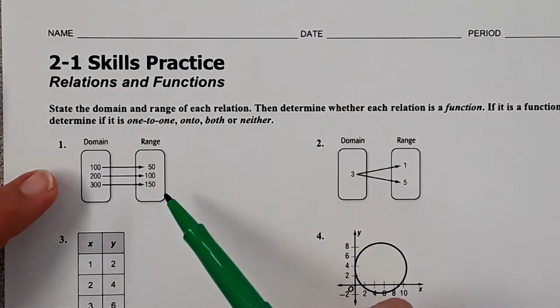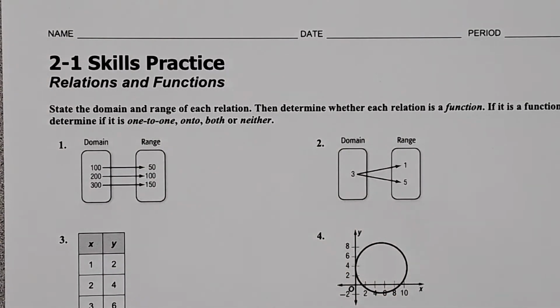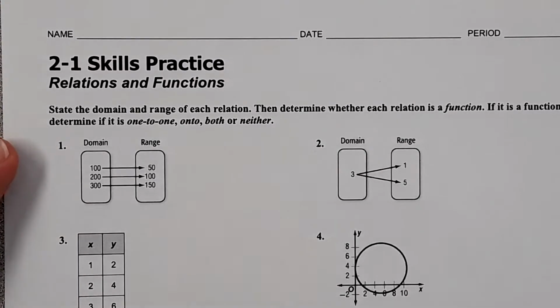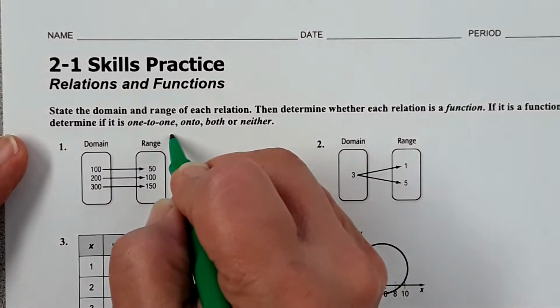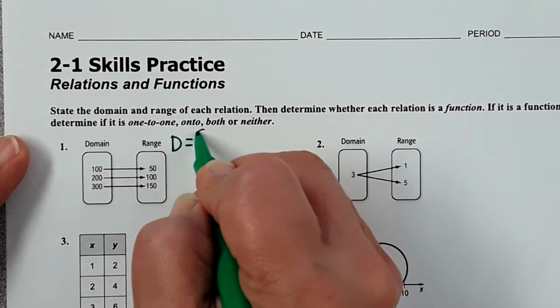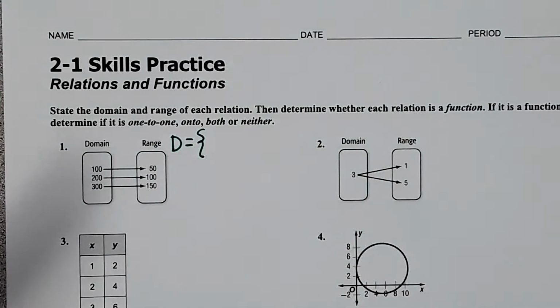Okay, so this is a mapping. And what I want you to do, and this is what we'll be doing later this week, we're going to state the domain, the range. We're going to state whether it's a function or not, and then whether it's one-to-one or onto, both or neither. Okay. So I want to show you how you do the domain. So you would write D, and then you would do that set, the brackets.